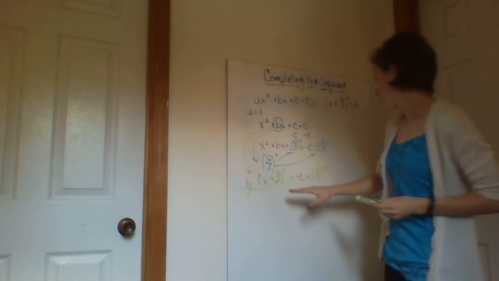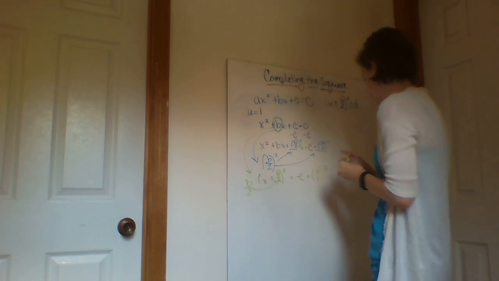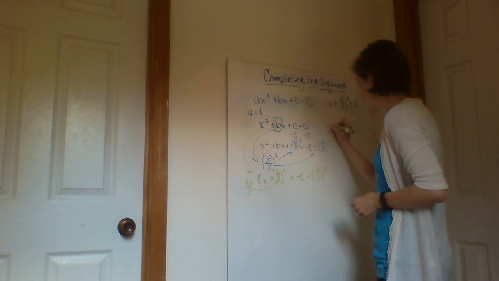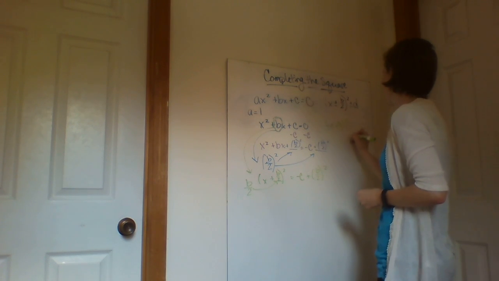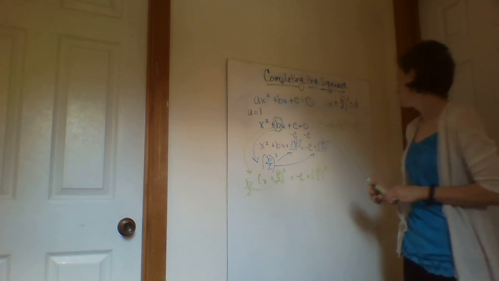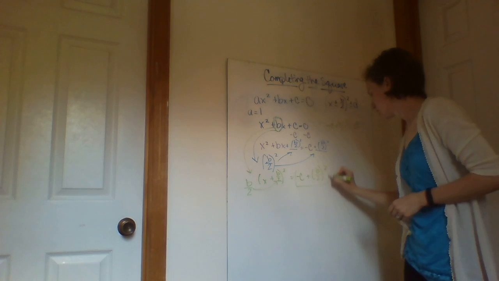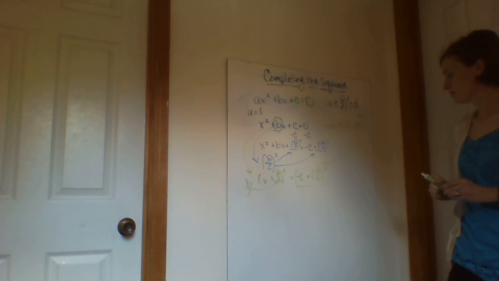And so that's how, and this negative c plus b all over 2 squared, we're just calling that our d. So this portion equals that d.